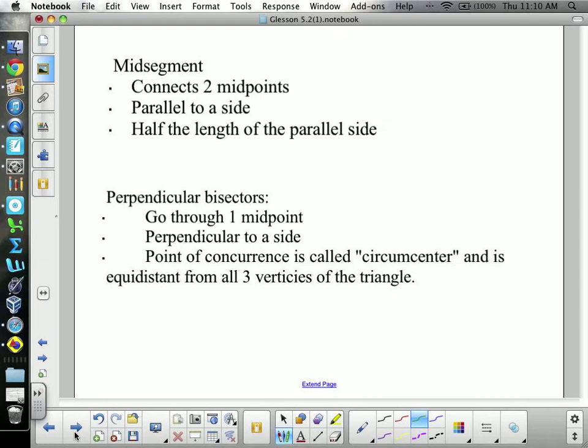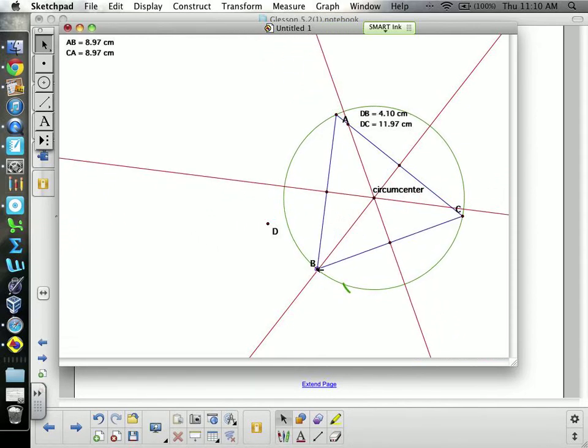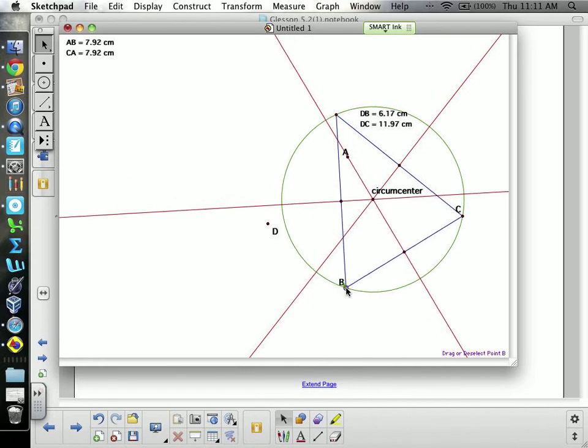Perpendicular bisectors go through a midpoint and are perpendicular to the side. Notice they do not pass through any vertex of the triangle in most cases. If I go back to my sketch, these 3 perpendicular bisectors are not passing through the vertices of the triangle, are they? Is it possible that they could in some circumstances? Oh yeah, I could manipulate it so it's going through a vertex. It's not going through a vertex here or there. It can, by chance, sometimes pass through, but not always. And that was by design, actually. Not by chance.